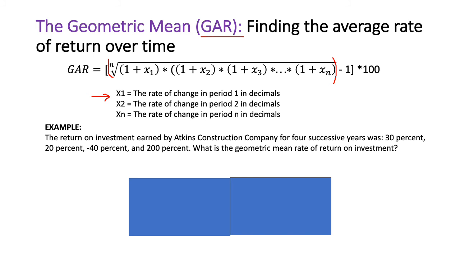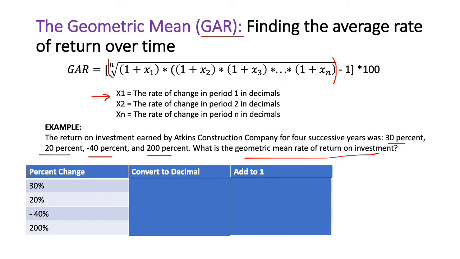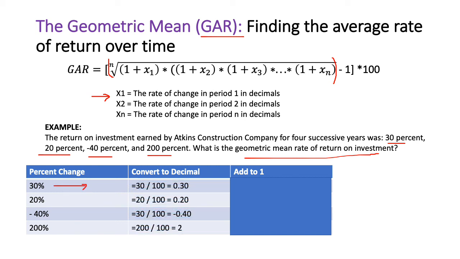Let's have a look at an example. The return on investment earned by Atkins Construction for 4 successive years was 30%, 20%, minus 40%, and 200%. We're going to go through the steps to calculate the geometric rate of return. Here we have our percentage changes, taken from the question. First, we convert them into decimals by dividing each one by 100. The first one becomes 0.3, the second 0.2, the third one, notice, is a negative, so it becomes negative 0.4, and the fourth one becomes 2.